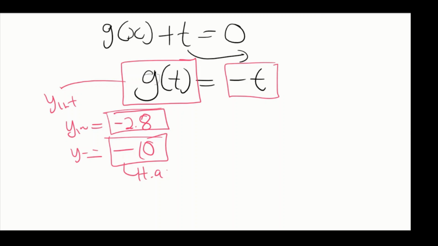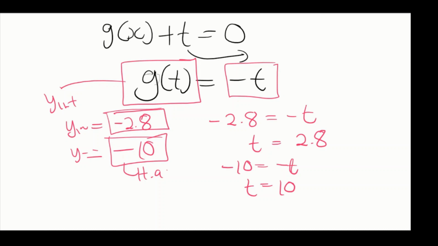So if we say g(x) is equal to -2.8, which is equal to -t, therefore t will be equal to 2.8. Or if you say -10 is equal to -t, therefore t will be equal to 10. So basically our t lies between 2.8 and 10. So these are the values of t, 2.8 and 10.